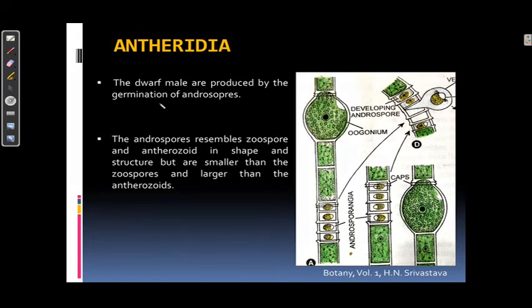The dwarf male is produced by a special spore which is known as androspores. These androspores are just like zoospores, which are formed during the asexual reproduction, and they also resemble antherozoids in shape and structure. But androspores are smaller than zoospores and a bit larger than the antherozoids. This is the structure of androspores.